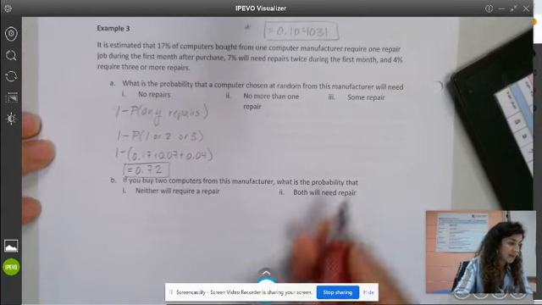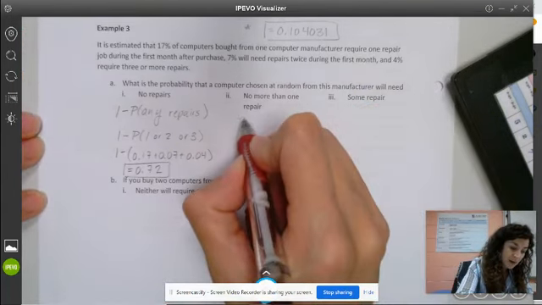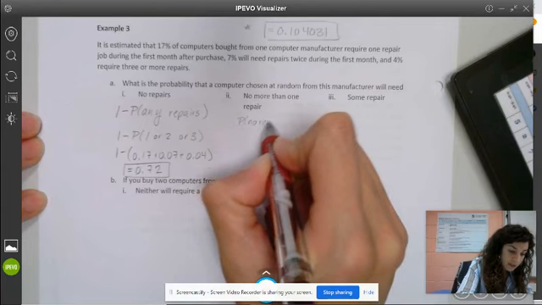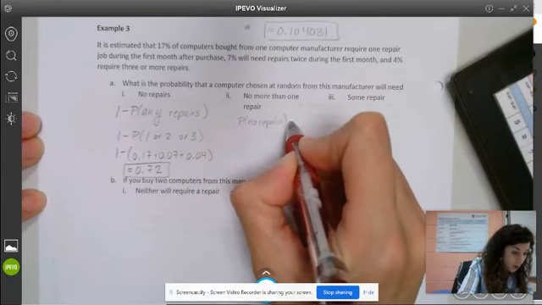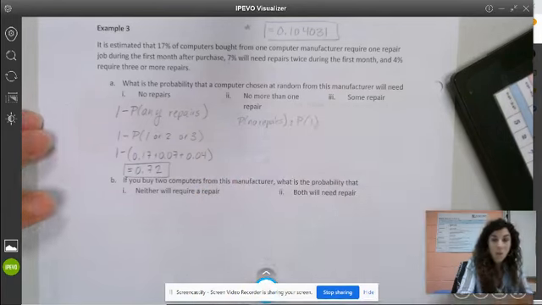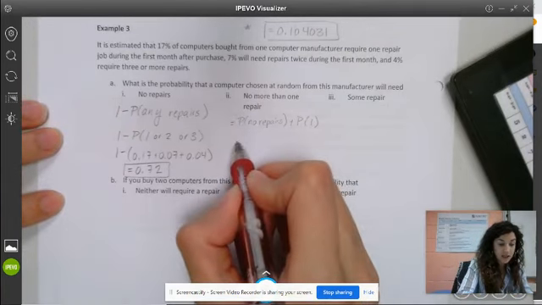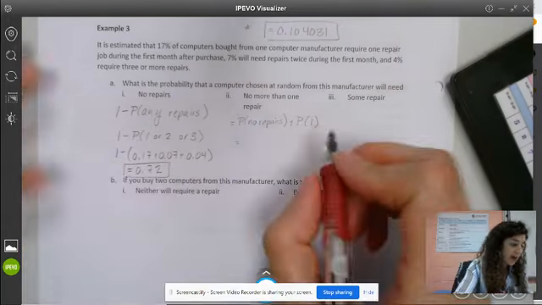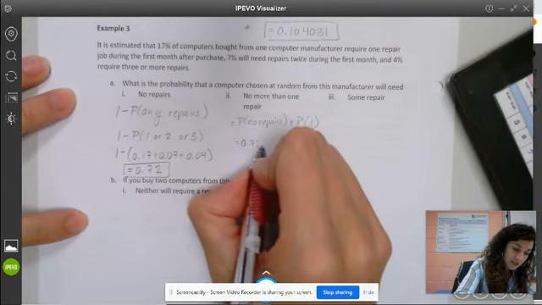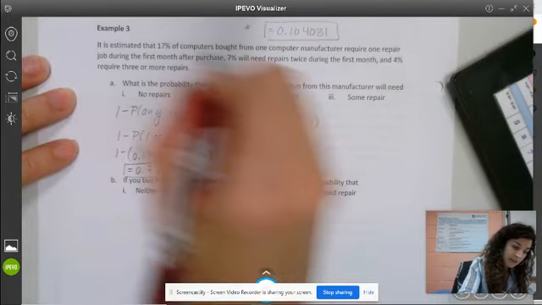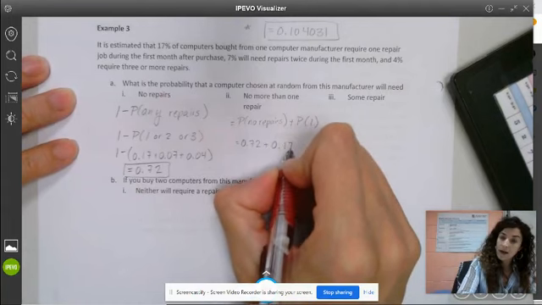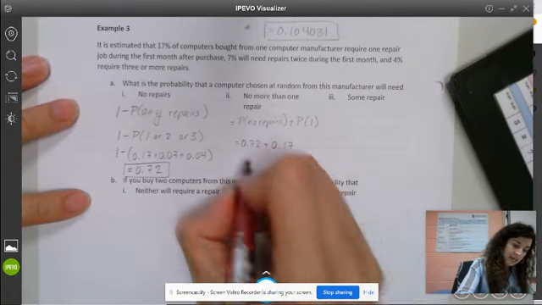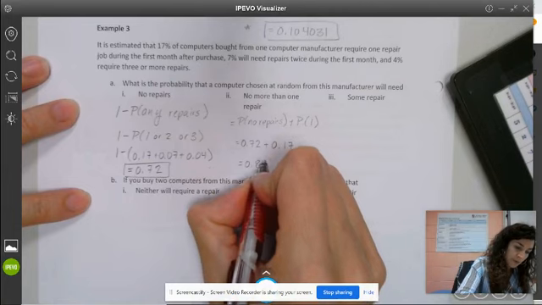No more than one repair. That's the probability of no repairs or the probability of one repair. So that could be tricky, is that it could be no repairs. No repairs could absolutely satisfy it. Well, we found no repairs. It's 0.72. And the probability of 1 is 0.17. Adding those together, we should get 0.89.